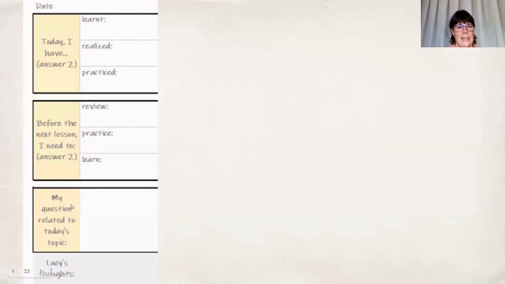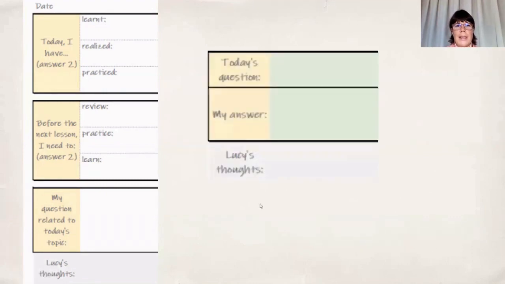And last point or question, which is the same for all our presentations, is what is my question related to today's topic? Here at the bottom, it says Lucie's thoughts or reactions, where I write them a quick note, a reaction to what they wrote. And here comes the green part, today's question.